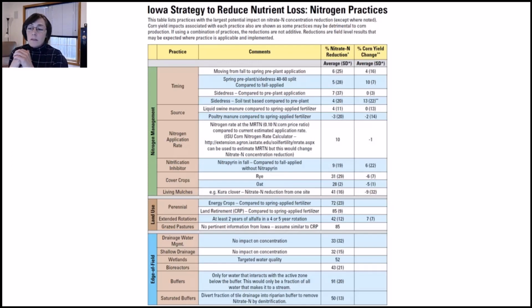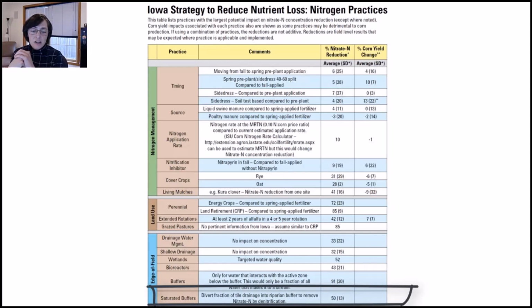However, this practice of saturated buffers is a great example of how the nutrient strategies are intended to be living documents. For example, the state of Iowa has since updated their strategy to include the practice of saturated buffers, and they rate this practice at about 50% nitrogen loss reduction.